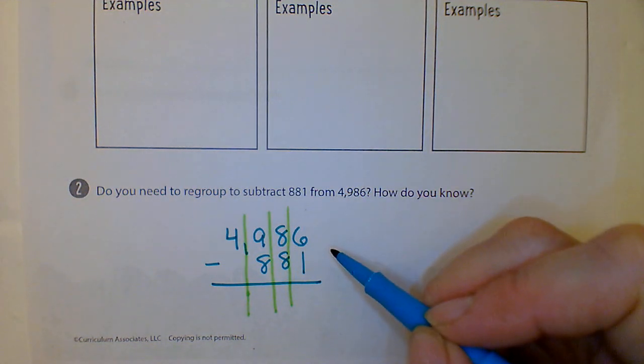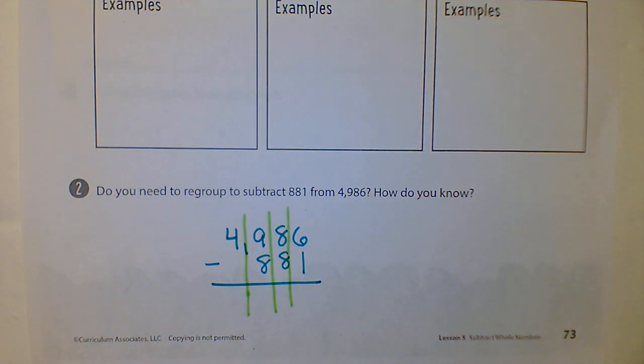Let's start over here on our ones, because now a few pointers really quickly. First of all, I want to remind you that when we are doing these problems, we always line up our ones under our ones, our tens under our tens, our hundreds under our hundreds, and so on and so forth. So make sure that you're aligning things up the way that we're lining them up right here.